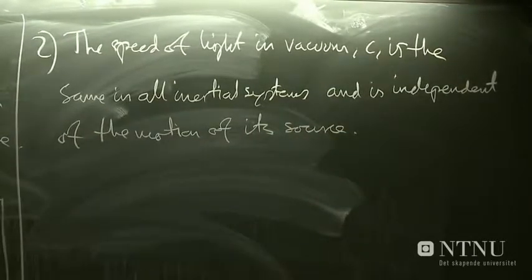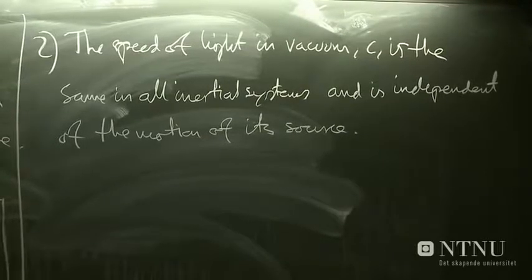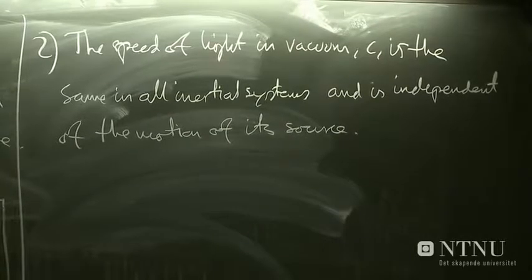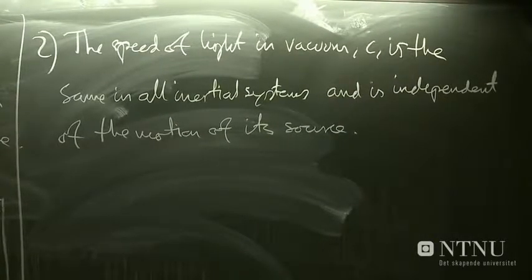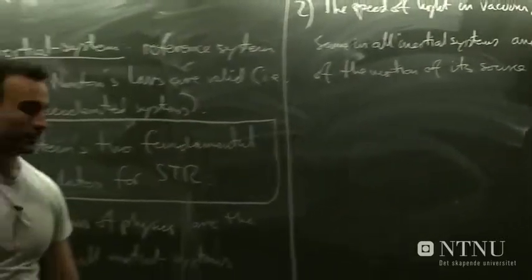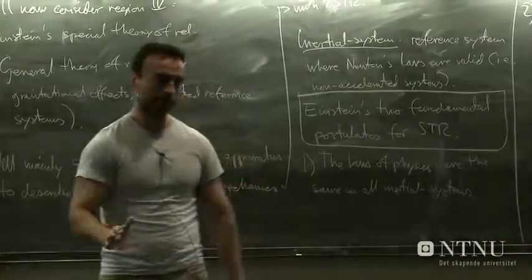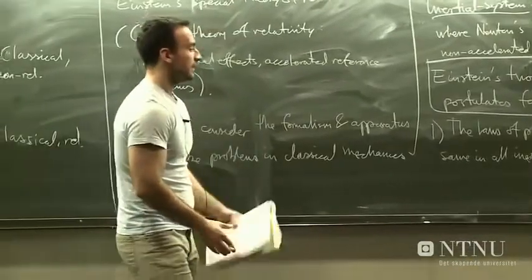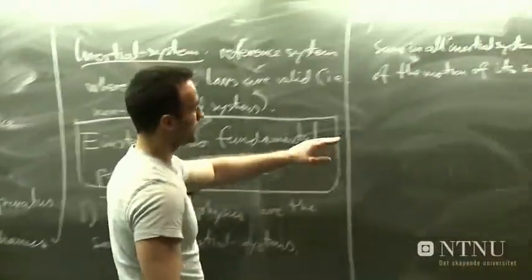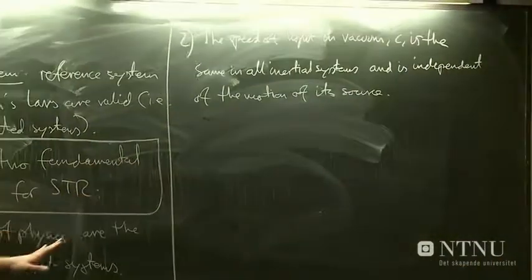The second postulate, which makes the special theory of relativity different conceptually from other non-relativistic theories, is that the speed of light in vacuum is assumed to have the same constant velocity in all inertial systems and be completely independent of the motion of the source of the light. So the speed of light should be invariant, period. Whereas this is still valid in Newtonian Galilean physics, this is something new, which distinguishes the special theory of relativity.